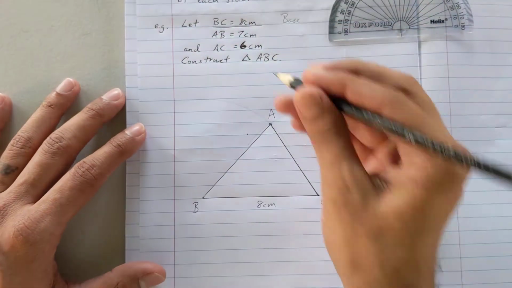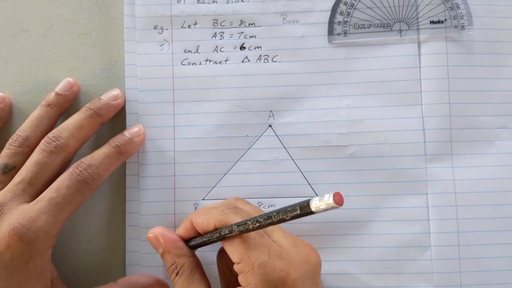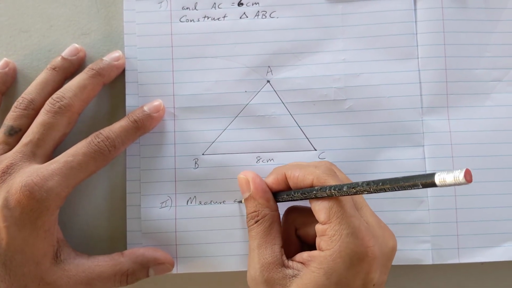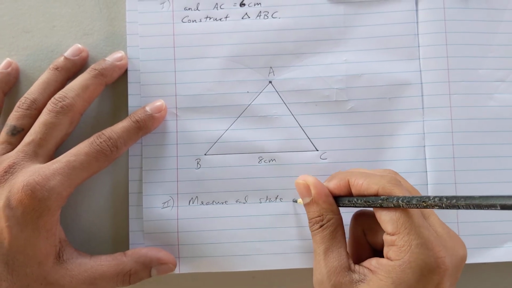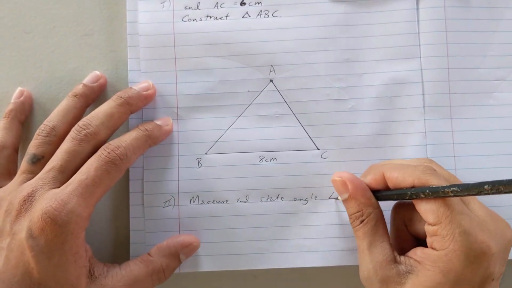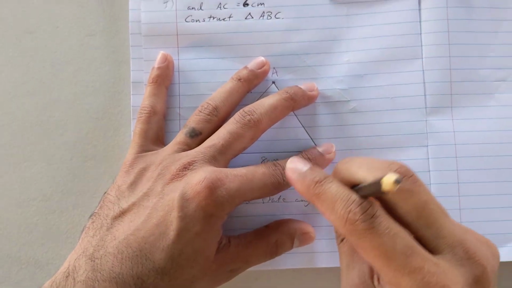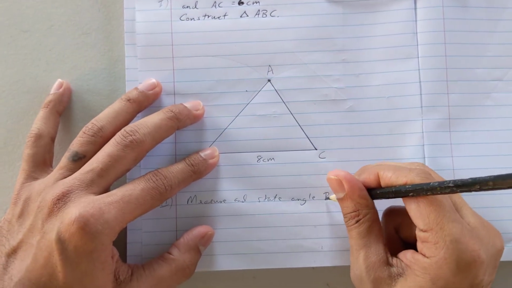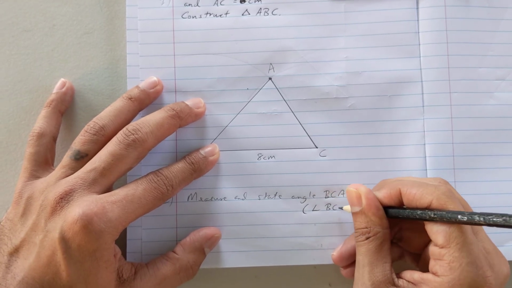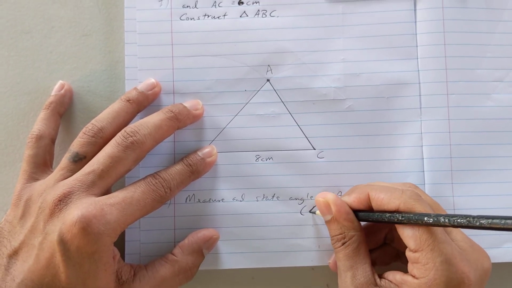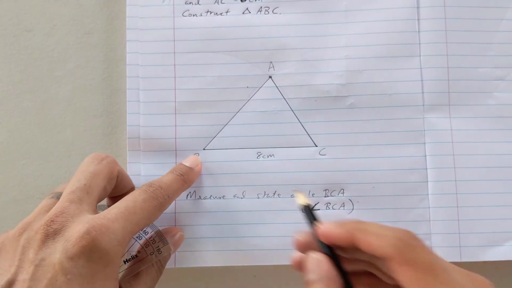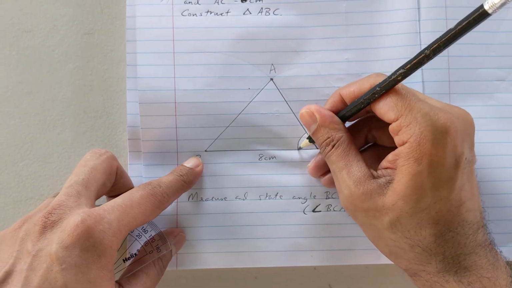So if this was part 1 of my question, part 2 might have been something like measure and state angle, and one of the angles, let me pick angle BCA. Right, I'll write the angle symbol. So that'll be BCA, or instead of writing the word angle, they could have written it as angle BCA. Again, the angle symbol always looks like this L shape. So if I want angle BCA, I trace it out. B to C to A means I want this angle here.